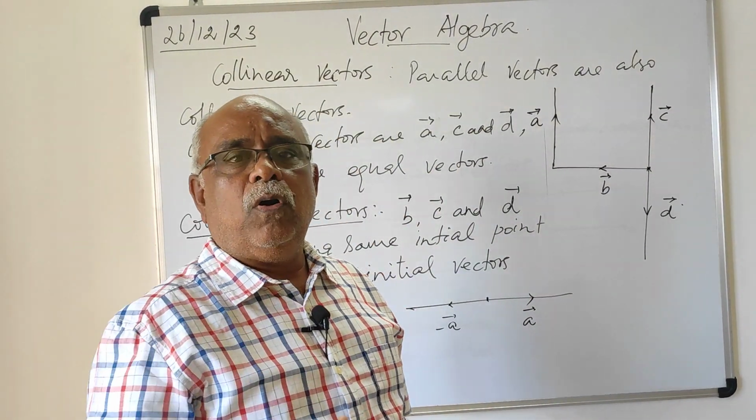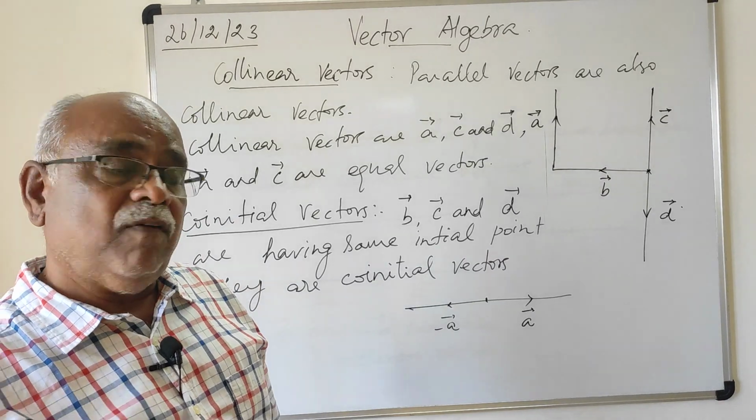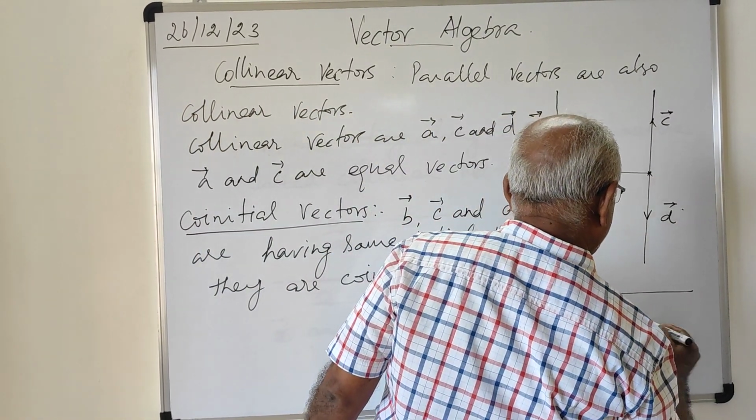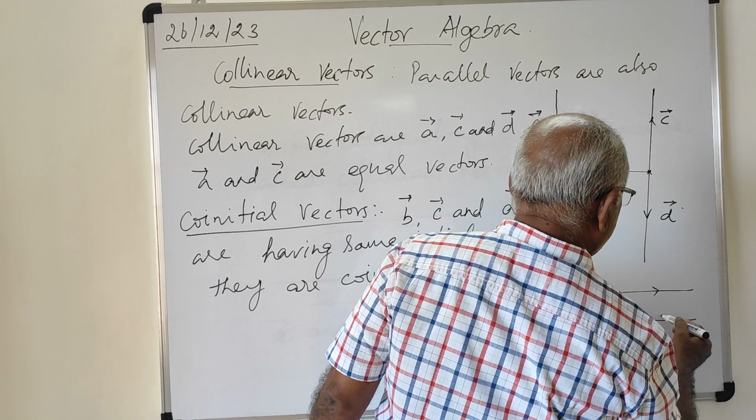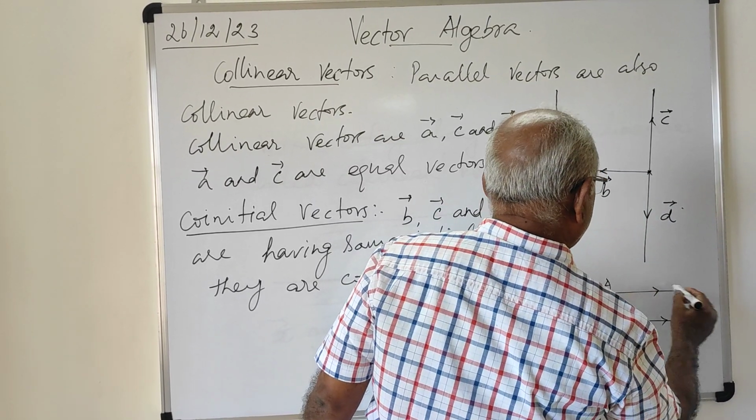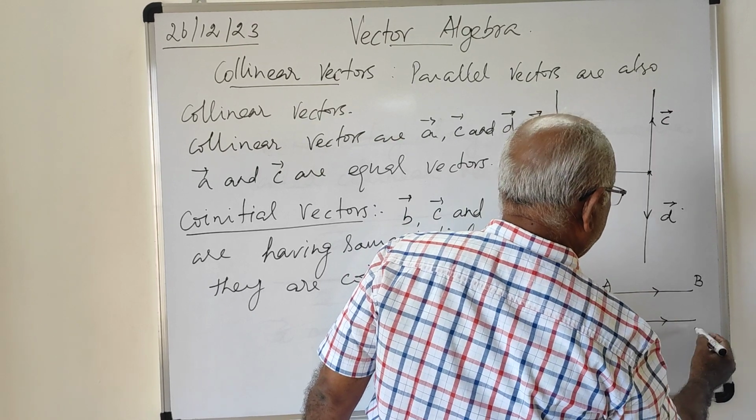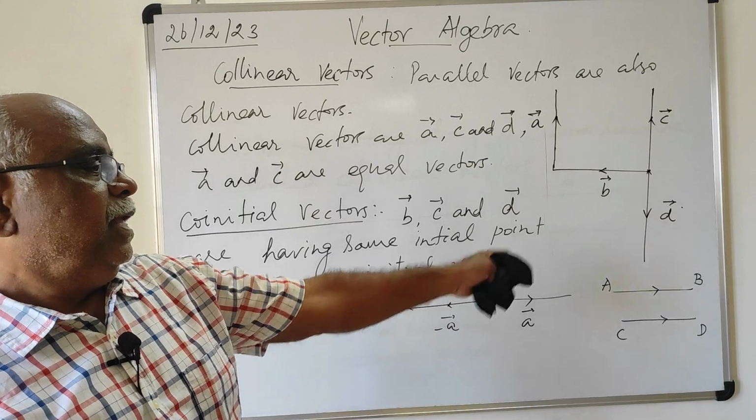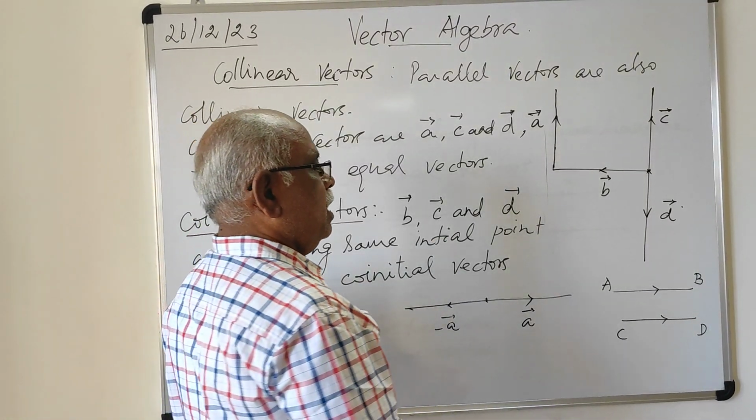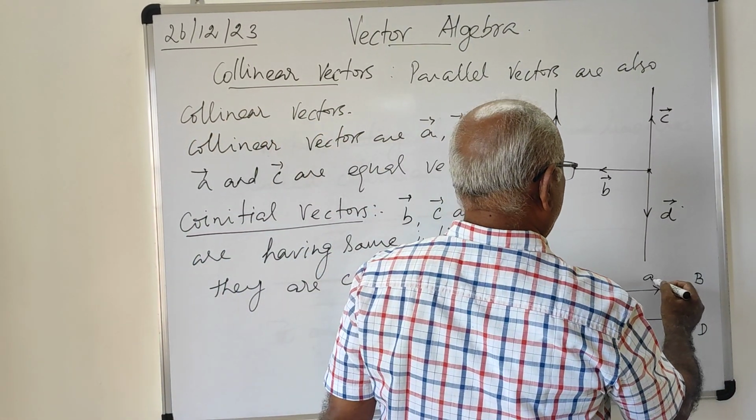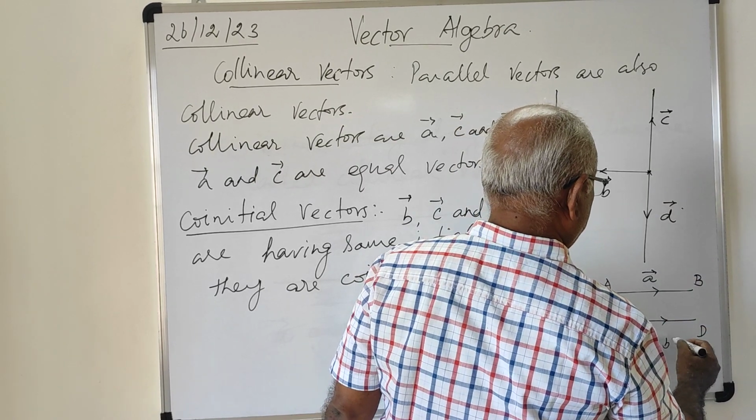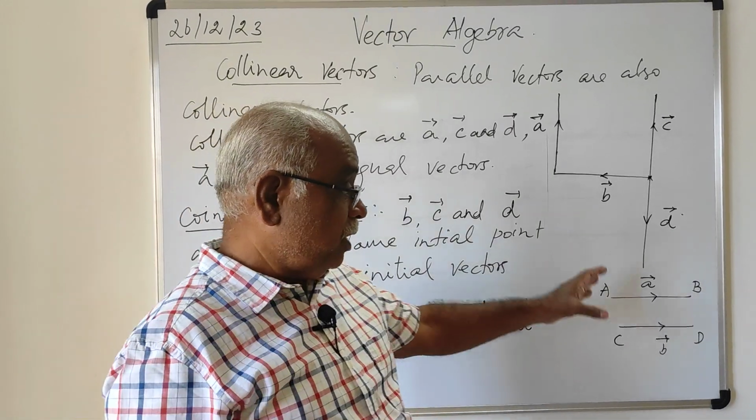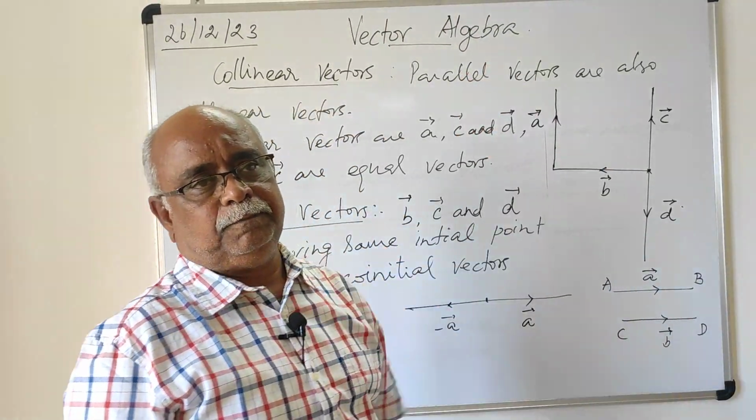In the previous video I gave the definition of parallel vectors. If two vectors are parallel, their direction and magnitude are the same. A, B, C, D are parallel vectors. They are acting along the same direction and they have the same magnitude also. So A and B are two parallel vectors. These parallel vectors are also collinear vectors.